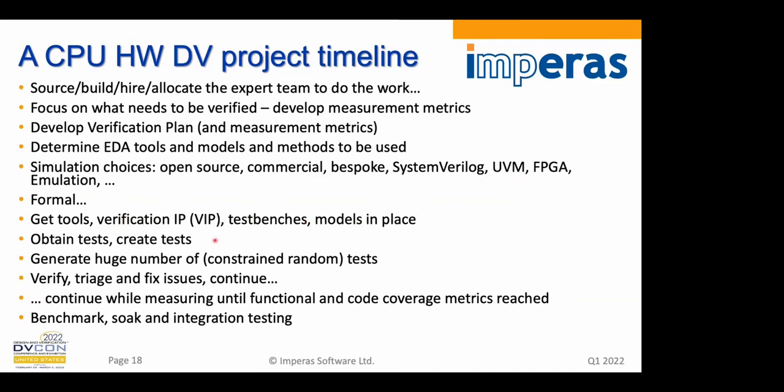Then you've got to create tests. Most likely you're going to create your own tests with a constrained random generator, an awful lot of those, and then you're going to find issues where your RTL doesn't match some form of model you've got. Then you've got to triage it, fix the issues, and go around continually measuring the coverage, and on and on, and benchmark it. So it's a long process. It starts with finding the team, working out a plan, choosing the tools and capabilities, and then getting on with it.